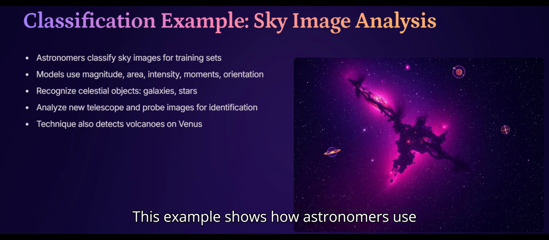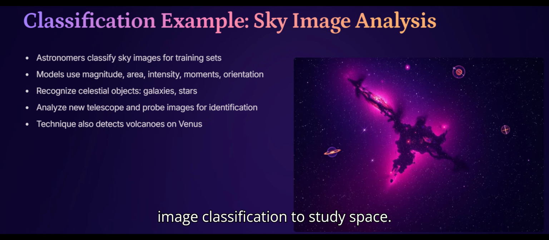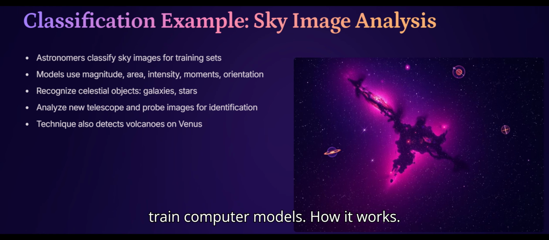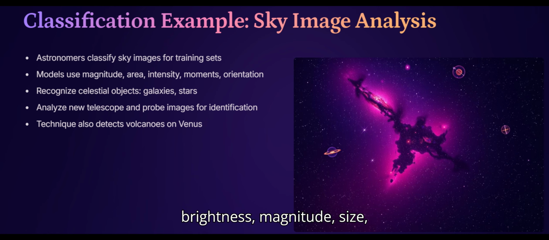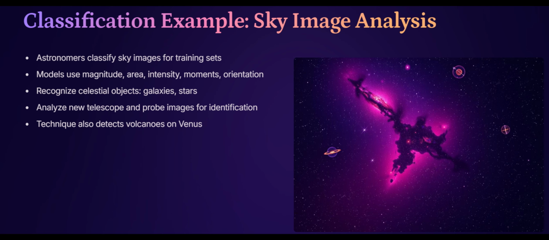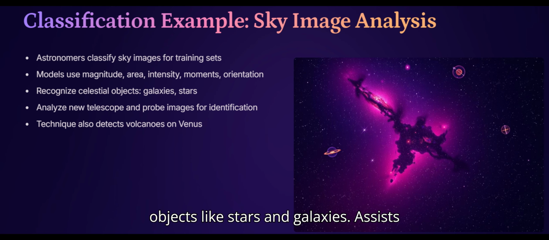This example shows how astronomers use image classification to study space. What they do: astronomers collect sky images from telescopes and use them to train computer models. How it works: the models analyze features like brightness, magnitude, size, area, light strength, intensity, shape and direction, moments orientation. Why it's useful: it helps recognize space objects like stars and galaxies, assists in identifying new objects in telescope images, and is even used to detect volcanoes on Venus.